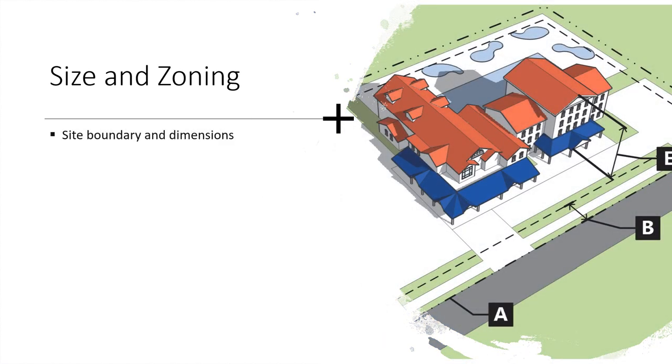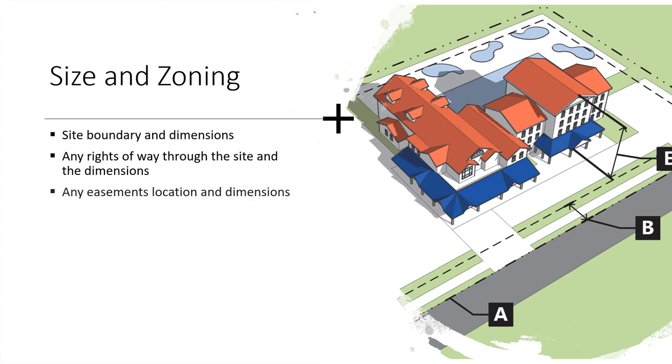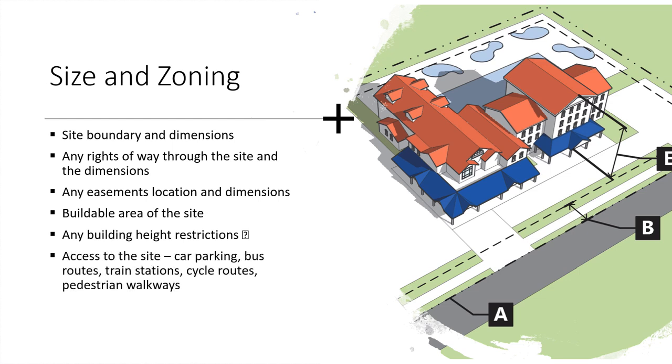Basically, on the site boundary and dimensions with reference to other buildings or from the road, any rights of way that you need to produce, any easements or locations of dimensions that you need to categorize, etc. Is it a buildable area, or how much of your site is a buildable area? What is the access to the site? Are there any car parking, bus routes, train stations, cycle routes, pedestrian walkways that you need to be able to use it to your advantage?